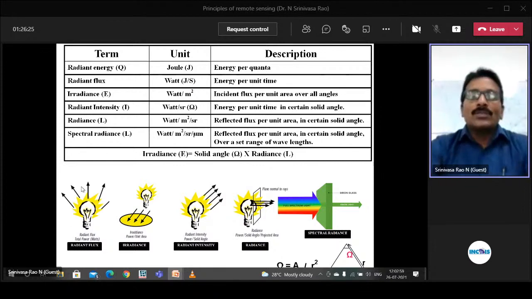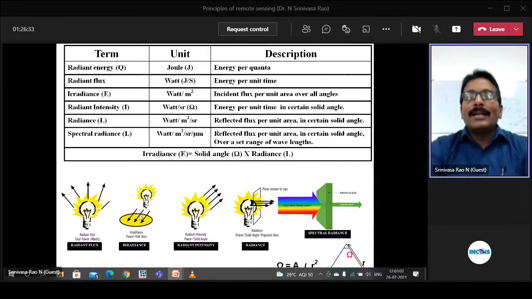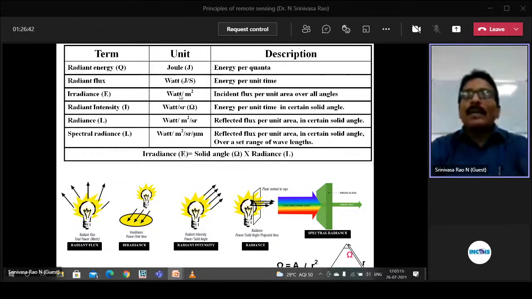Now, the radiant flux is like the bulb example: in all directions the energy goes out within 1 second. For irradiance, we take an area. Within that particular area, how much energy is falling? That is irradiance.